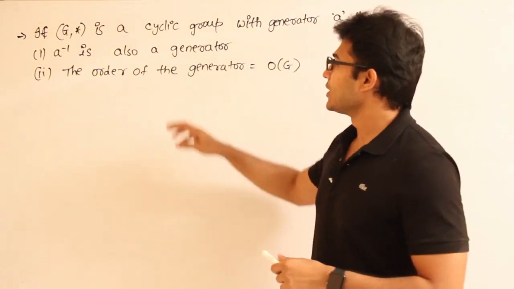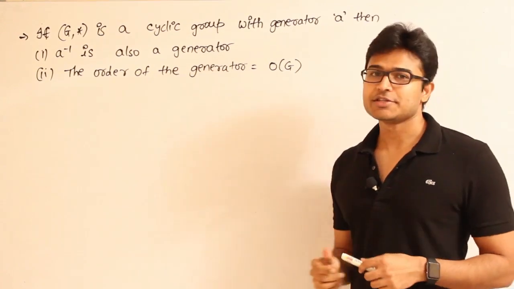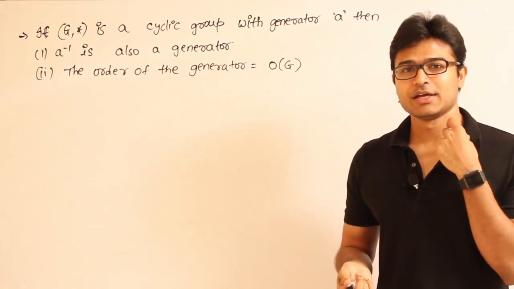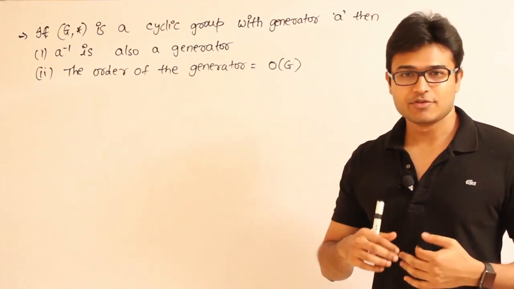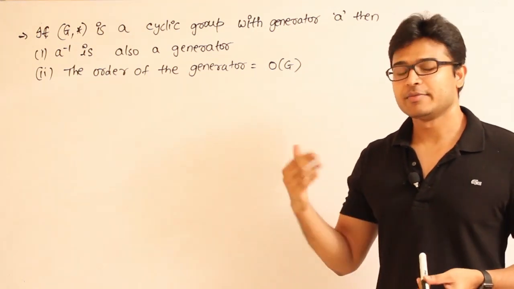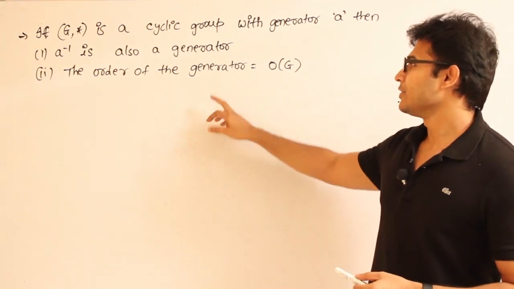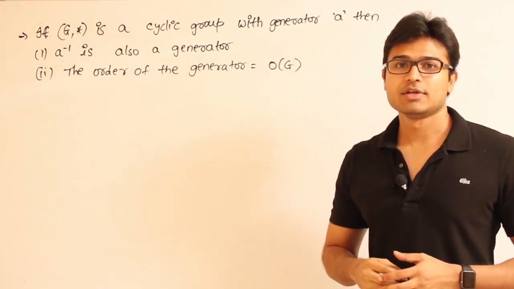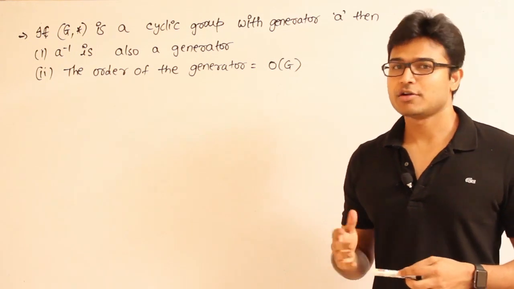See this, if (G, *) is a cyclic group with generator A, then A inverse is also a generator. Which means if you find a generator and it has an inverse in the group, and that inverse is not the same element A, then even that element A inverse is also going to act as a generator. And the order of the generator is going to be equal to the number of elements in the group. Order of the generator is going to be equal to the order of the group.